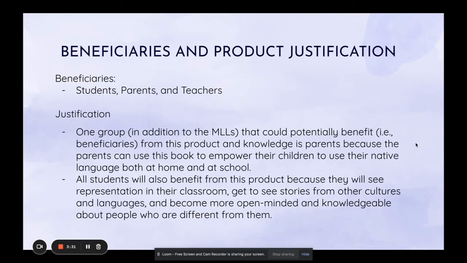Beneficiaries and product justification. The beneficiaries for this product are students, parents, and teachers. For our justification, we said that one group, in addition to the MLLs, that could potentially benefit from this product is parents, because the parents can use this book to empower their children to use their native language both at home and in school. And all students will benefit from the product because they will be able to see representation in the classroom, see stories from other cultures and languages, and become more open-minded and knowledgeable about people who are different from them.